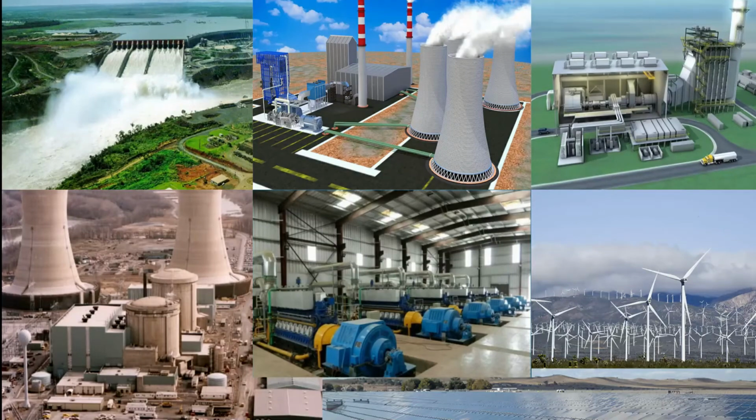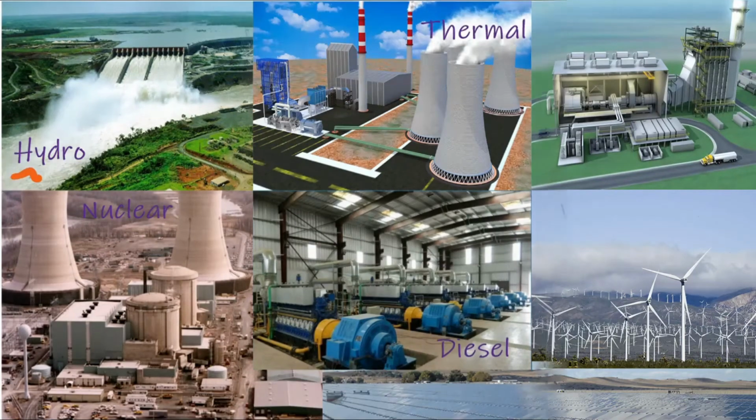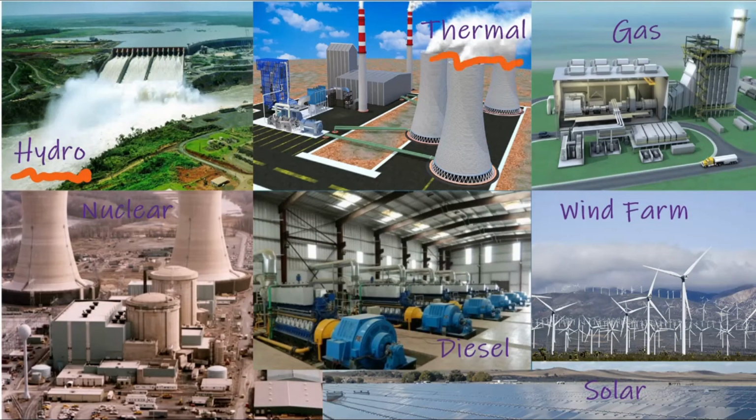Without further ado, let's have a look at the different types of power plants. The types of power plants are classified depending on the type of fuel used. For the purpose of bulk power generation, thermal, nuclear, and hydropower are the most efficient.